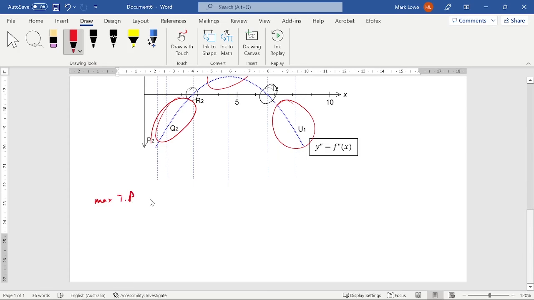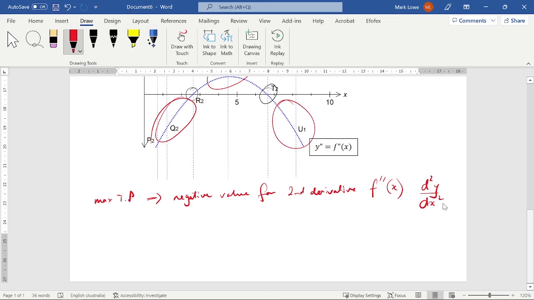Maximum turning point corresponds to a negative value for the second derivative, which is labelled as f double dash x, okay, but also written as d2y dx squared. There's a couple of different notations for your second derivative. F double dash x or dy dx, but with the d squared and the x squared, kind of strange notation, but that's it.